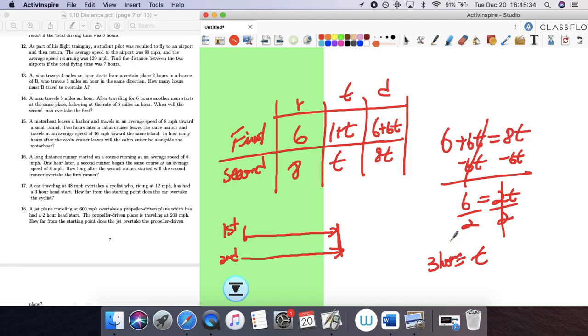What was the question? How long after the second runner started will the second runner overtake? So it's going to be 3 hours after the second runner starts. Okay.